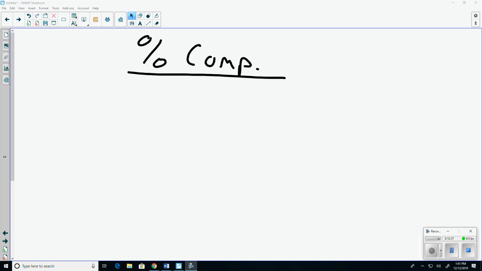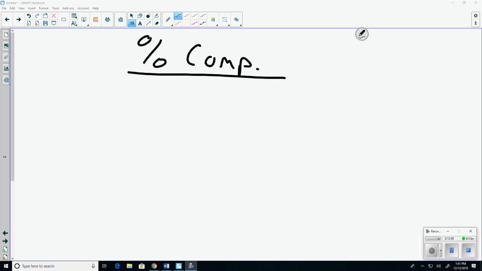Percent composition is our last step in this compound unit, because we're going to look at what is the percent of each element that makes up a compound. Remember that some elements have a larger mass than others, so we cannot base this on the ratios from the formula itself. We have to base it more on work with our periodic table.